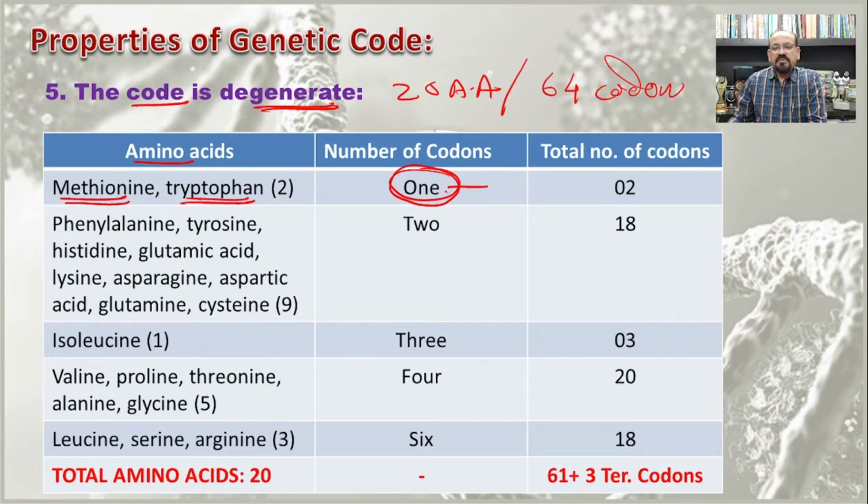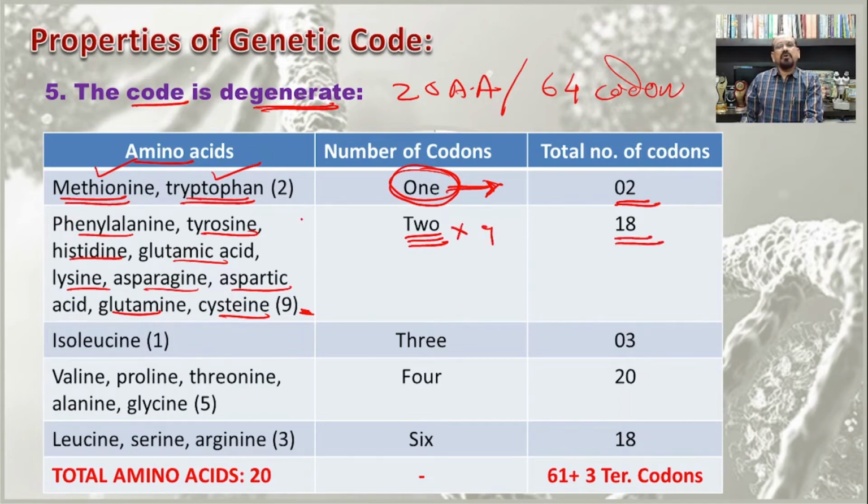So one codon each for the amino acids methionine and tryptophan, so the total number of codons used is 2. Then second, phenylalanine, tyrosine, histidine, glutamic acid, lysine, asparagine, aspartic acid, glutamine and cysteine. So these are the 9 amino acids which are specified by 2 codons each. So 2 into 9 becomes 18 codons required to specify these 9 amino acids.